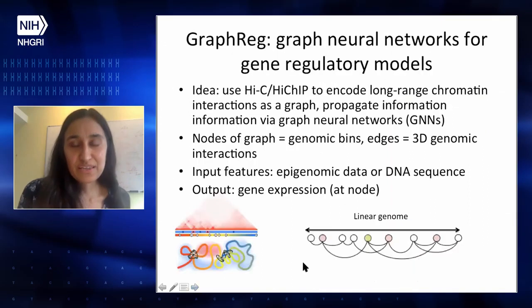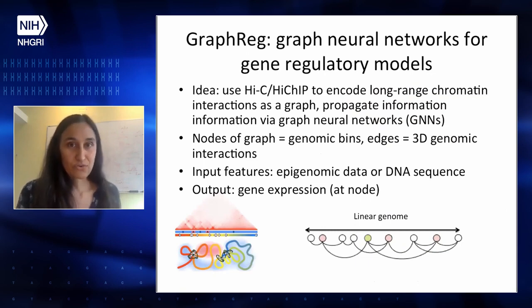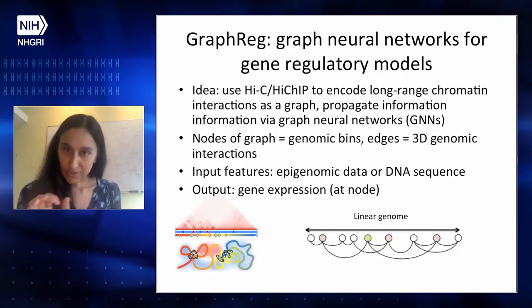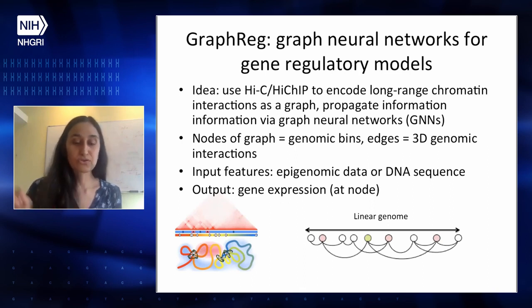Okay, so now I'm going to get to the machine learning part and tell you about a model that we've developed called GraphReg, where we're using graph neural networks to infer gene regulatory models. Okay, and the idea is we're going to use Hi-C, or we're actually going to use a variant called HiChIP, to encode 3D interactions, regulatory interactions as a graph. And we're going to propagate information along these edges in the graph via graph neural networks.